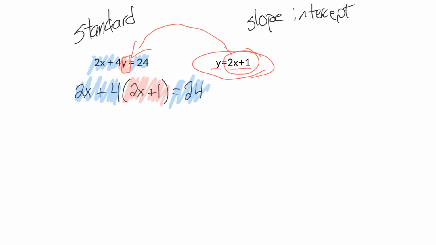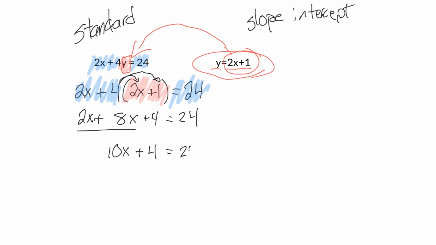So here's my work. Nothing's really happening to the 2x. But this is a distribution. It's going to be 4 times 2x to get me 8x, and it's going to be 4 times 1 to get me plus 4. And it all still equals 24. I'm going to combine like terms. These two things are going to go together. I'll have 10x plus 4 equals 24, minus 4 from both sides.